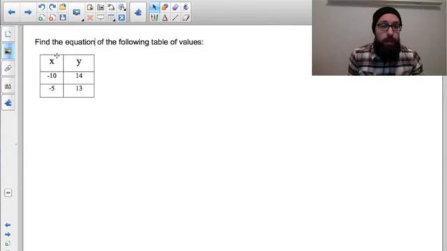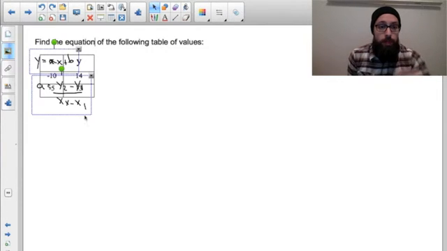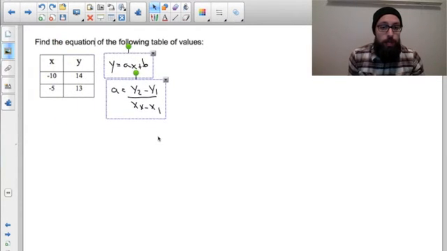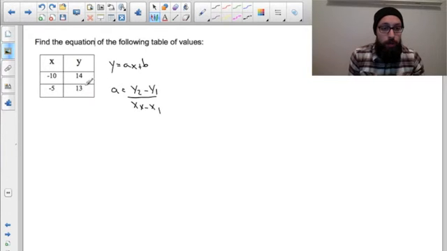So in this one, we have find the equation of the following table of values. So we can save ourselves some time. So we know that this is our equation. So we pick our y2, which could be either one. So let's just say it's 14. And if that's our y2, then that automatically means that -10 is our x2. Minus, if we picked 14 as our y2, then 13 has to be our y1, and -5 has to be our x1.